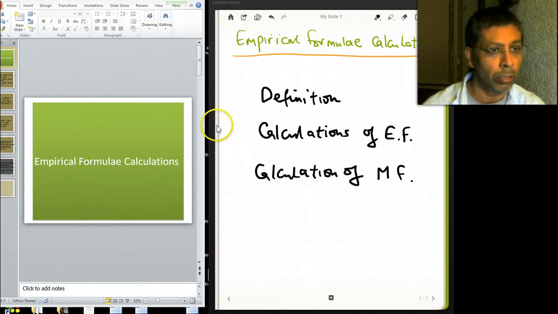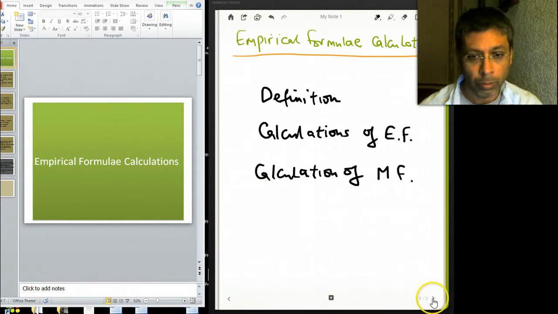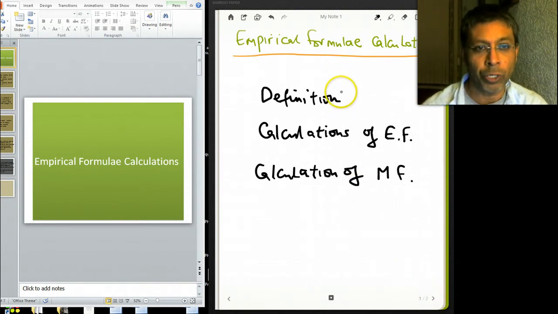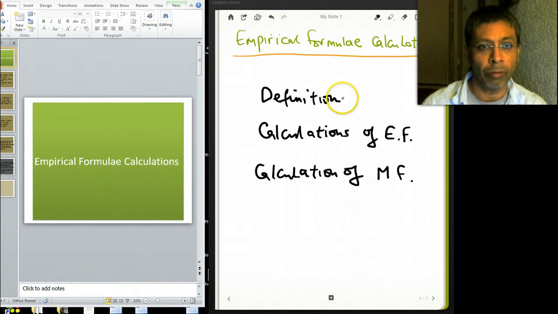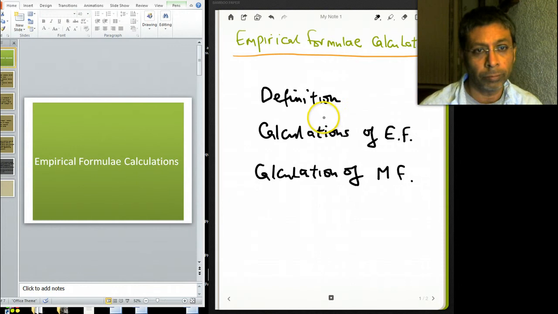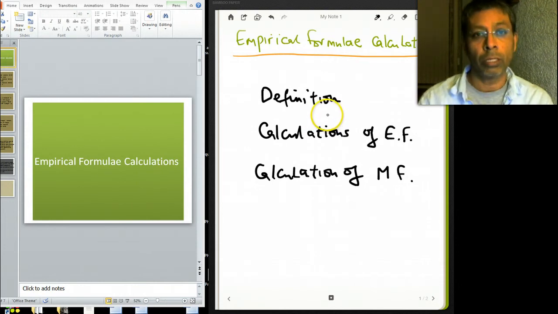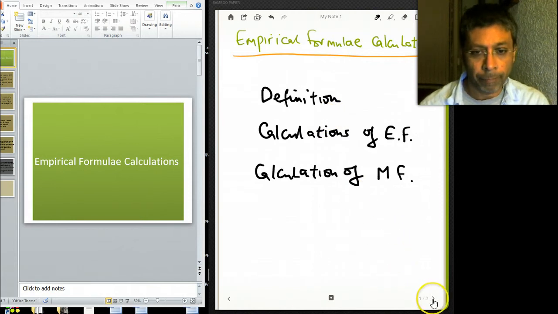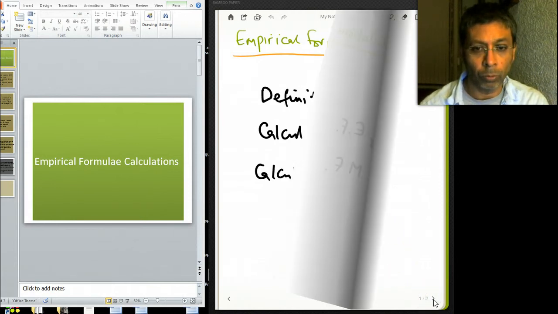Okay, so let's start off then with some general rules. Well, before we go to the general rules, definition. You need to know the definition for empirical formula, and you can find that in the glossary of your textbook. But basically it's the simplest whole number ratio of atoms of an element in a compound. Okay, so you need to learn the definition. Okay, let's have a look at the general rules.